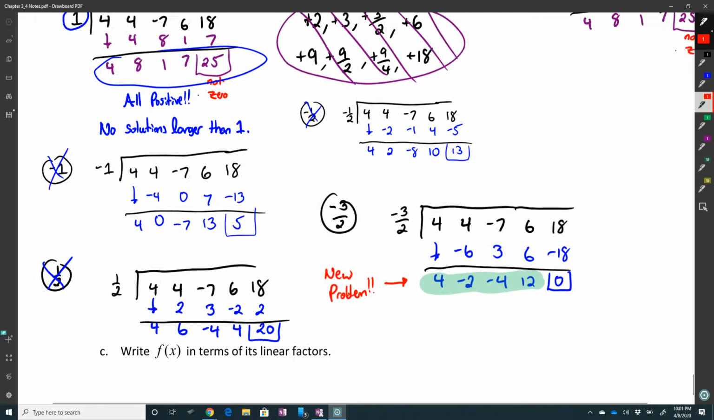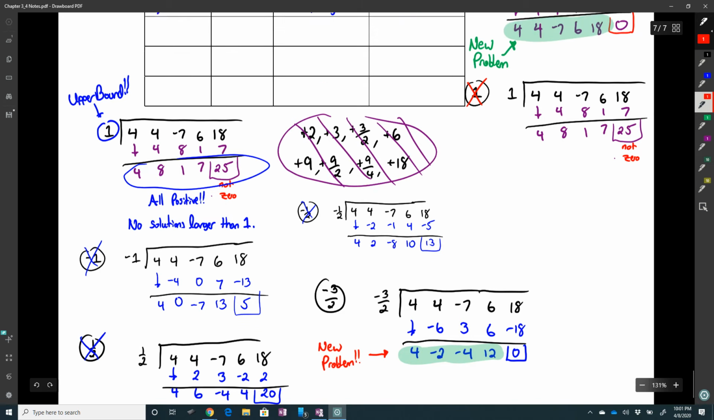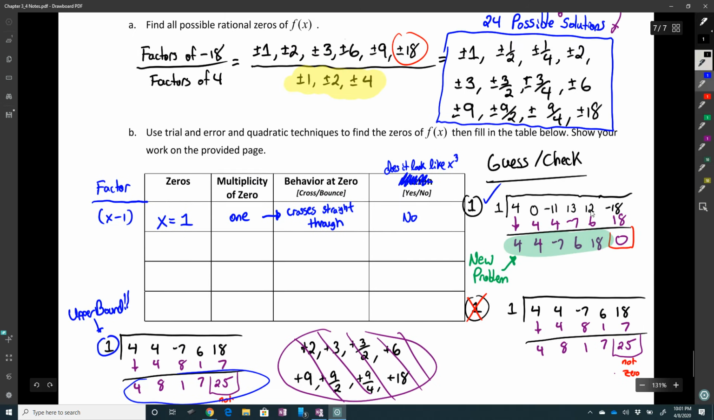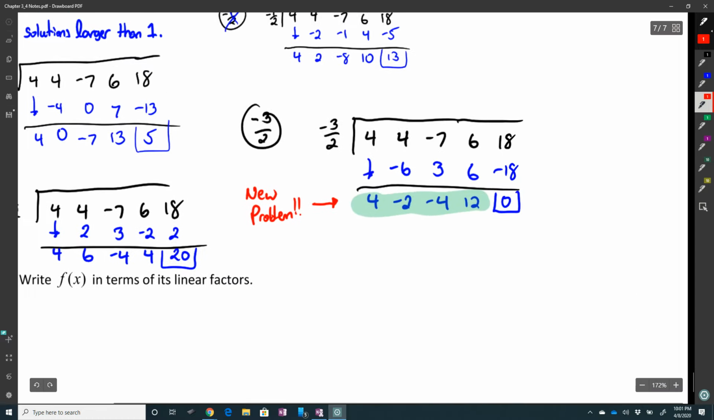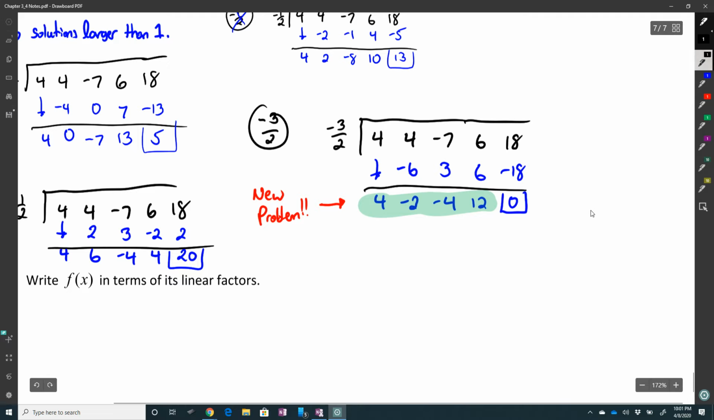Okay? Other things that means is, since that worked, I know that x equals negative 3 halves has to be an answer. Which means that x plus 3 halves has to be a factor. Right? But then we have to ask ourselves the question of how many times does it happen? Does it happen only once, or does the factor happen more than that? So now that we have our new problem, what you do is you keep going. Just because it works doesn't mean you cross it off the list. So negative 3 halves, again.